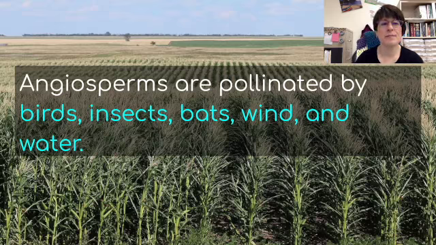Angiosperms are pollinated by birds, insects, bats, wind, and water. And here I have corn in a cornfield, and corn is pollinated by the wind. There are some flowers that will be out at night, and they will be pollinated by bats. Bees for insects, birds, especially like hummingbirds, will pollinate, and some with water.